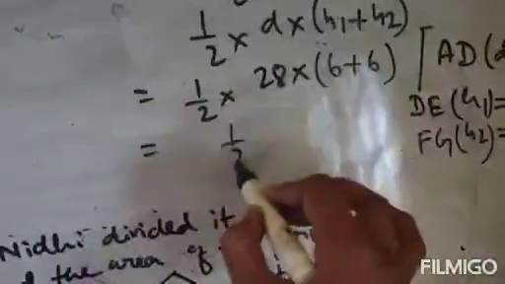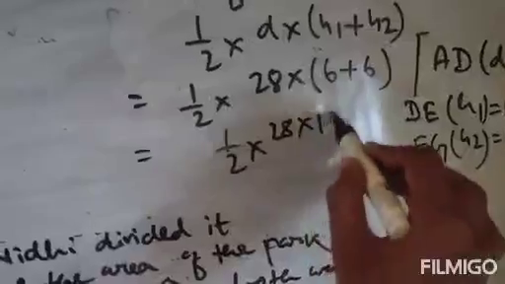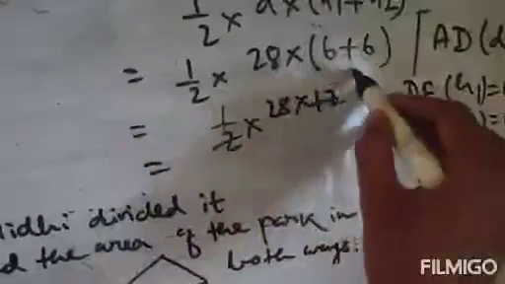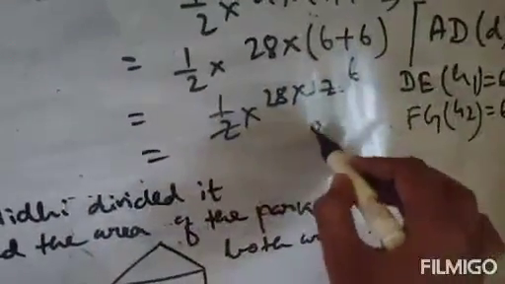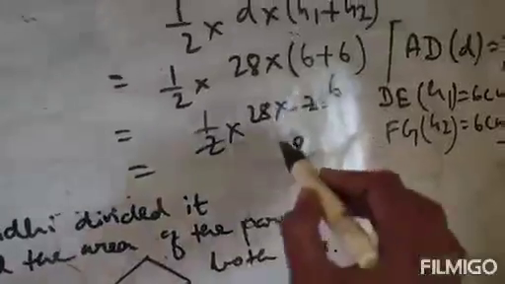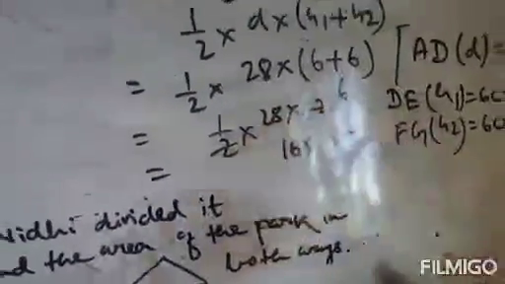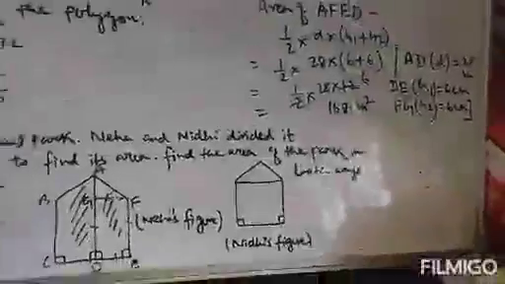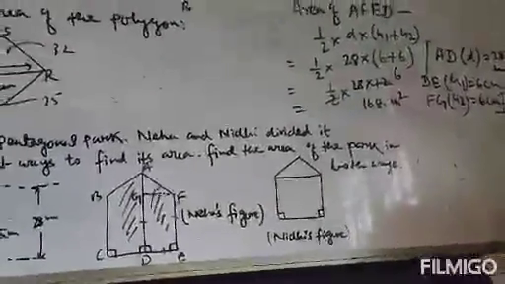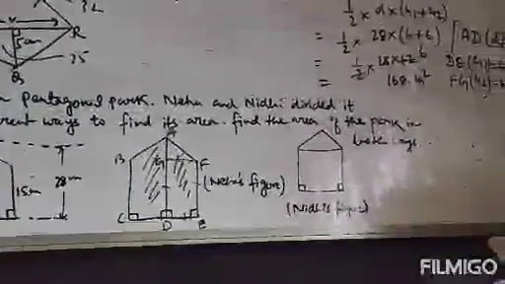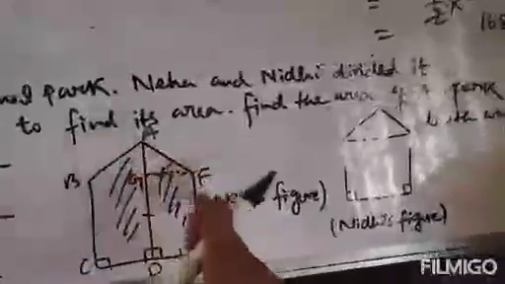Now 1 by 2 into 28 into 6 plus 6 is 12. That means 2 sixes are 12. So 28 into 6, 6 8s are 48, carry 4, 6 2s are 12 and 4 is 16. So 168 meter square. 168 meter square is the area of this quadrilateral.